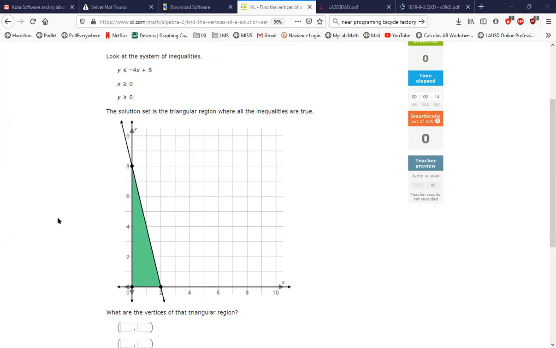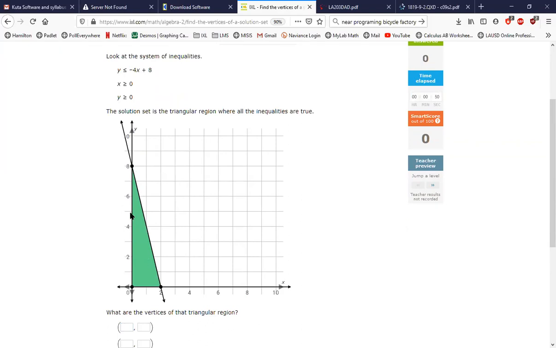So for IXL today, your homework is actually pretty simple. It's doing a lot of the work for you for like most of the problems. So let's go ahead and read this prompt. Look at the system of inequalities, and they gave us y is less than negative 4x plus 8. To graph this, our y-intercept is 8. You guys all go with this 8. And the slope is negative 4 over 1. Negative 1, 2, 3, 4 over 1.